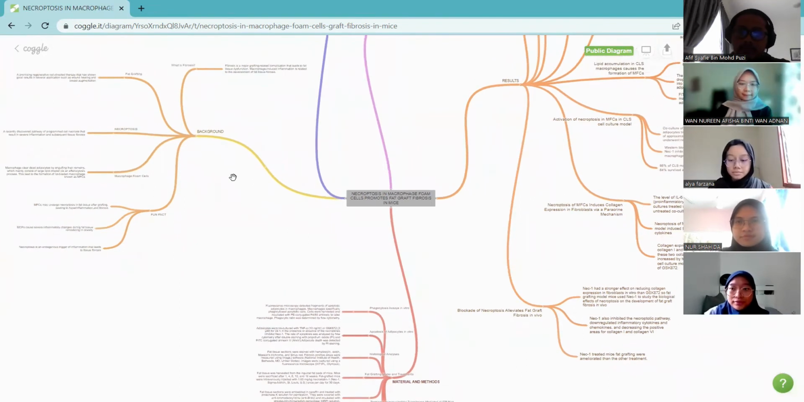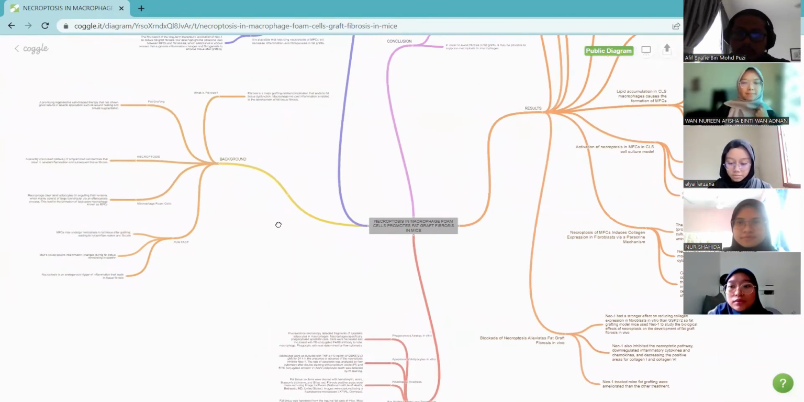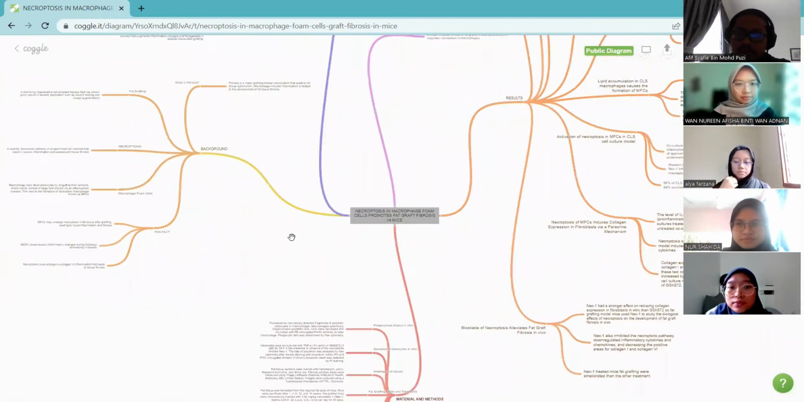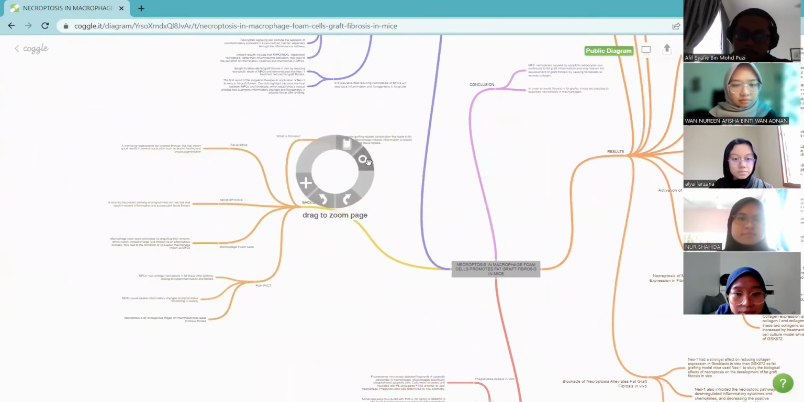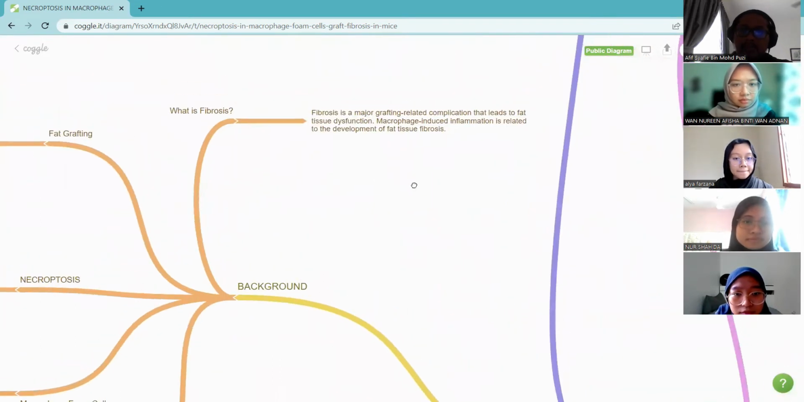Alright, thank you guys. So first, let me start with the background of the topic. The title is necroptosis, macrophage foam cells, promotes fat graft fibrosis in mice. So there are four keywords or key components that need to be discussed. First is, what is fibrosis?